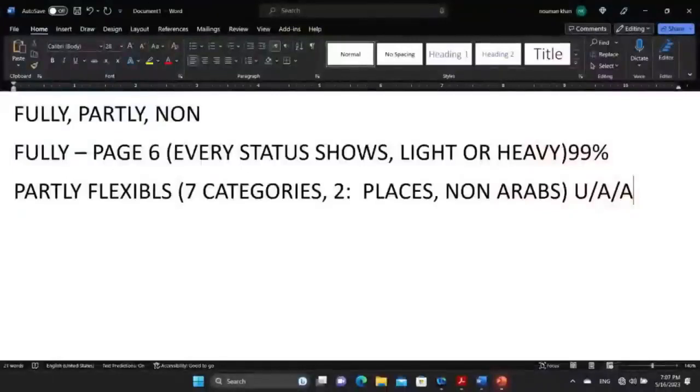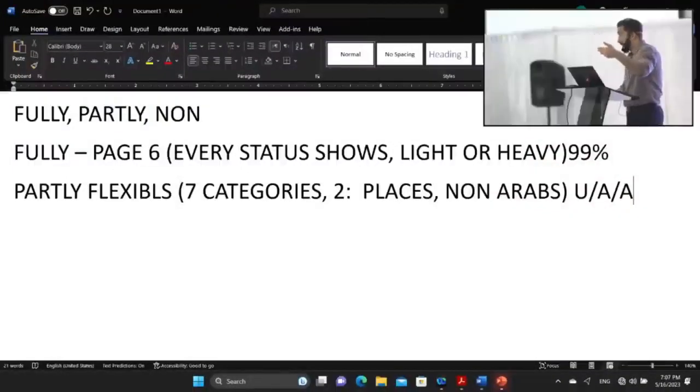meaning rafa' gets this, nasab gets this, and jar also gets this, okay? So partly flexibles: Makkatu, makkata, makkata, yathribu, yathriba, yathriba, as opposed to muslimun, musliman, and muslimin. You get 3. Or you get the light versions, muslimu, muslima, muslimi. You get 3 versions. So far, so good?